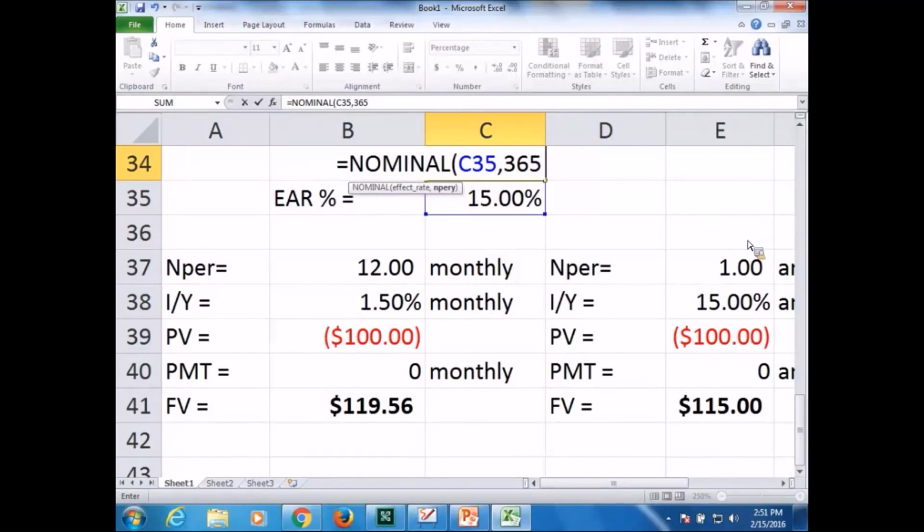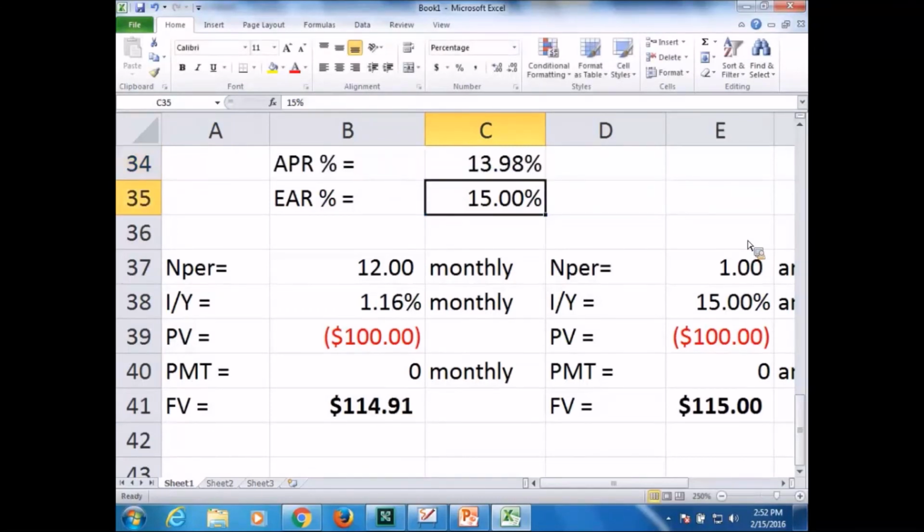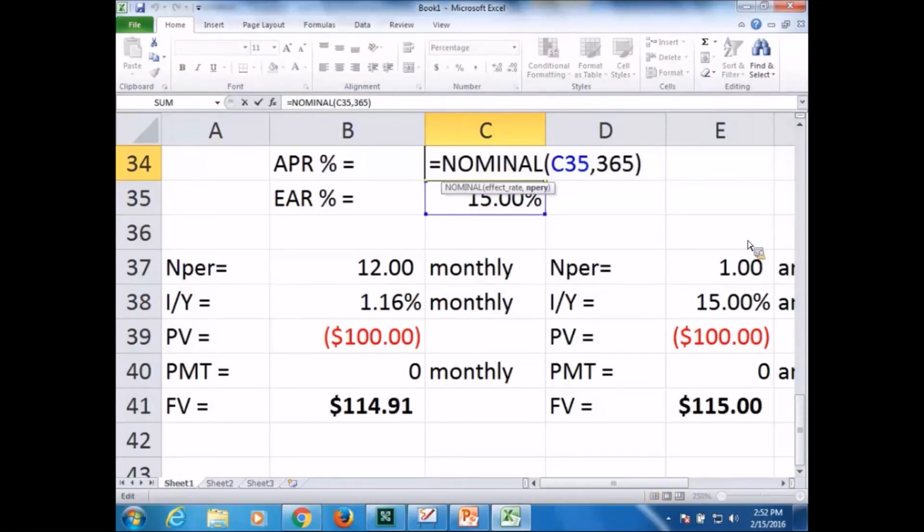Because 360 is lower, so 365 will be higher. Well, it depends on what hat you have. Let's say now we're bankers, or we are providing financing to our customers, and we want them to feel happy. So we're going to quote a lower rate. So what does that say? What this says is number of periods per year. The Y stands for year.